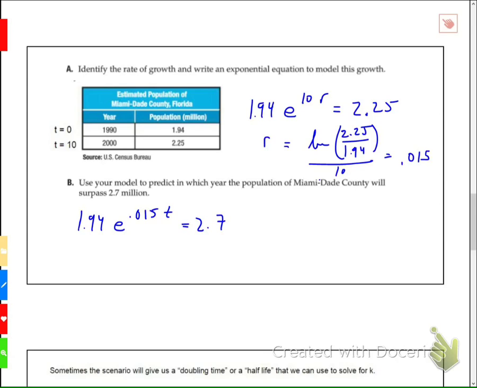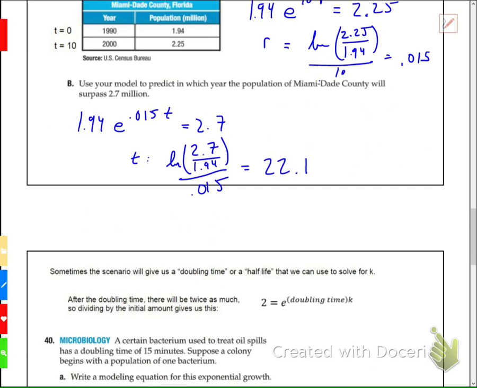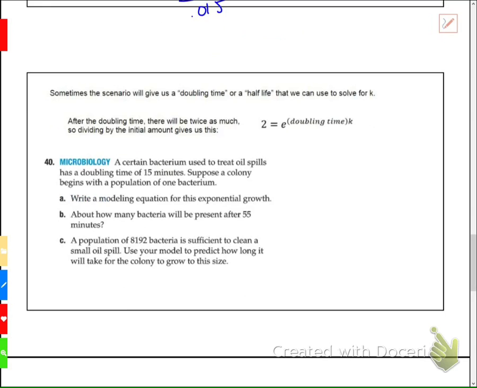All right, let's see if I can jump ahead to that using the same pattern. 2.7 is divided by 1.94. I natural log both sides, and then I divided by the rate like that. Good. So I divided by the rate, and I got the amount of time. Okay, here's something that also has a shortcut.